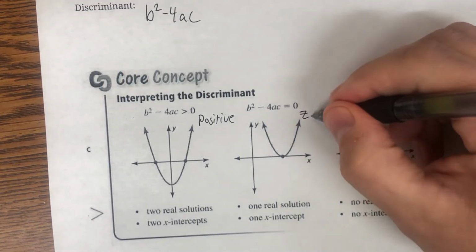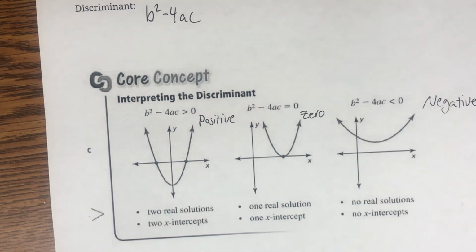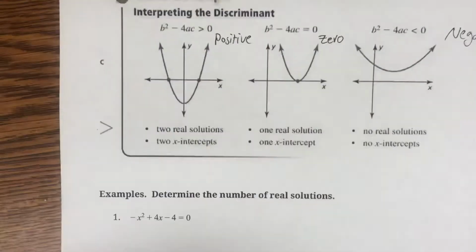So we have three possibilities with the discriminant. We are going to put it into standard form. After we put it into standard form, we'll calculate b squared minus 4ac, and then we will determine how many solutions the quadratic equation would have.